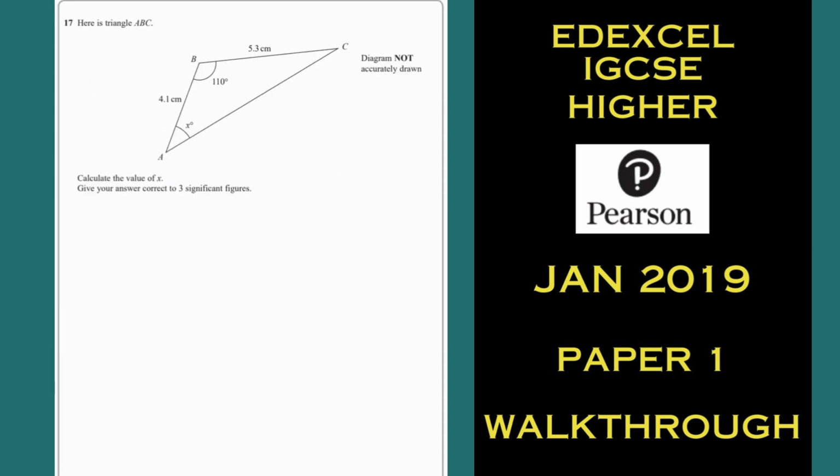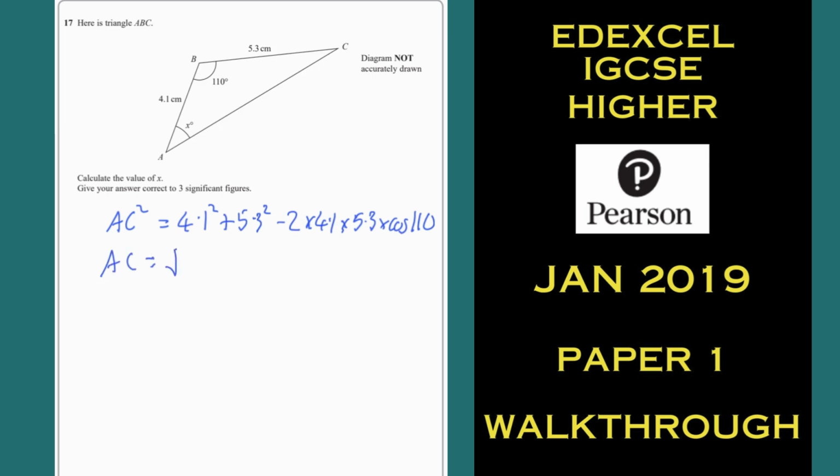Calculate the value of x. It looks reasonably straightforward, not quite. Okay, you do not have an angle and its opposite side, so you do have to start with the cosine rule to find AC. So AC squared equals 4.1 squared plus 5.3 squared minus 2BC times the cos of 110. And as always, stick that all in your calculator.